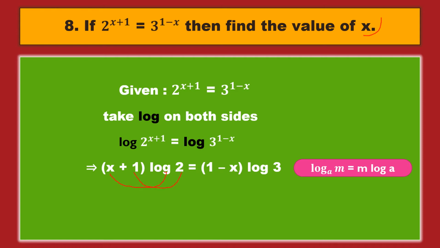Now what you should do is give this log to both of them, because we want the value of x, meaning only x should be separated. x equals whatever is there, we should write on the right side. So only x has to be separated. To separate x, note that x is combined with some other thing. It is combined with plus 1, and here it is combined with this one. So first we should separate them, then we can find the x value.